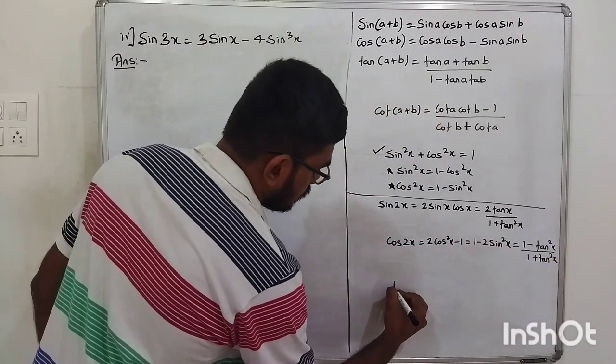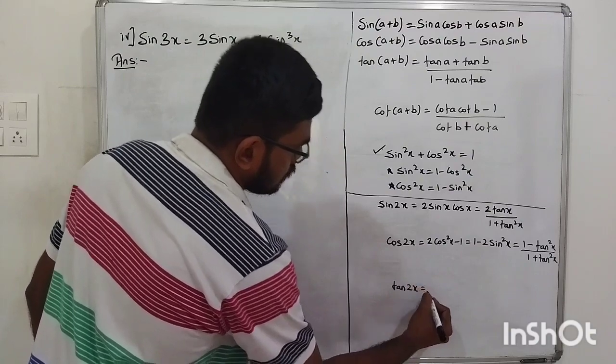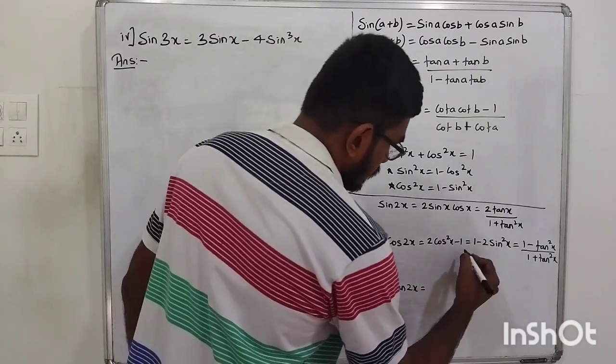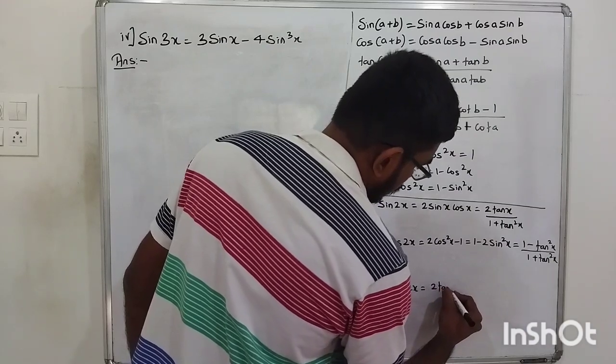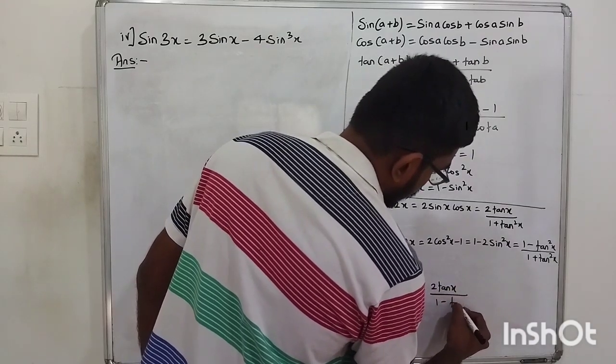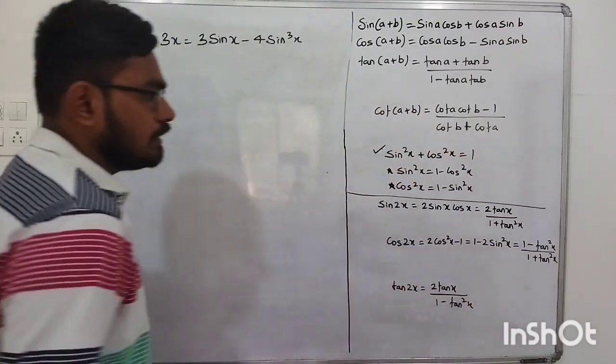And third is tan 2x. Tan 2x is equal to 2 tan x upon 1 minus tan square x. So these three formulas we have derived.